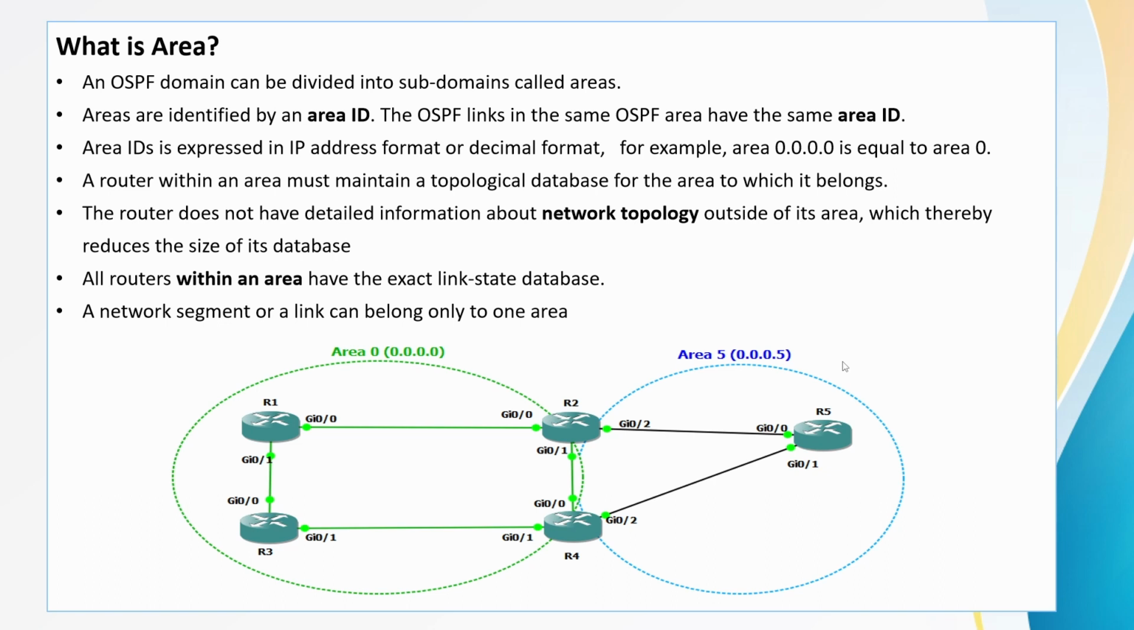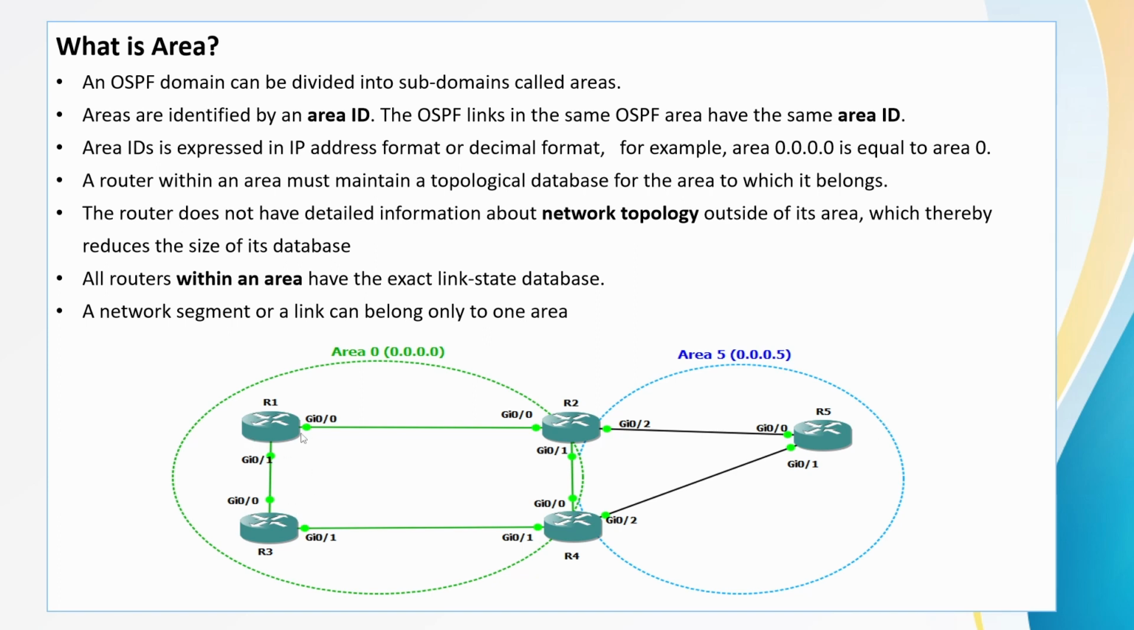A network segment or a link can belong to only one area. Take a look at this diagram below. This OSPF domain is divided into two areas. One is called area 0, another is called area 5. Since the area ID can be expressed in decimal mode or IP address format, you can see area 5 can be expressed by 5 or by 0.0.0.5.